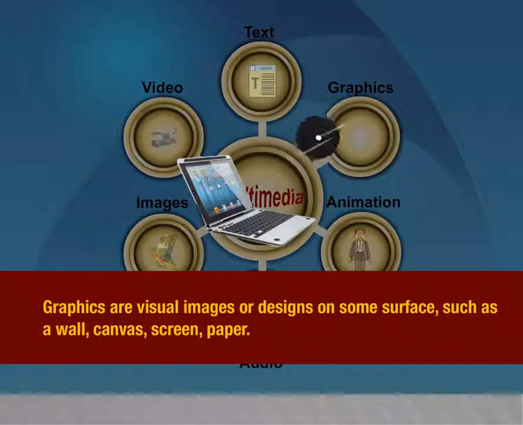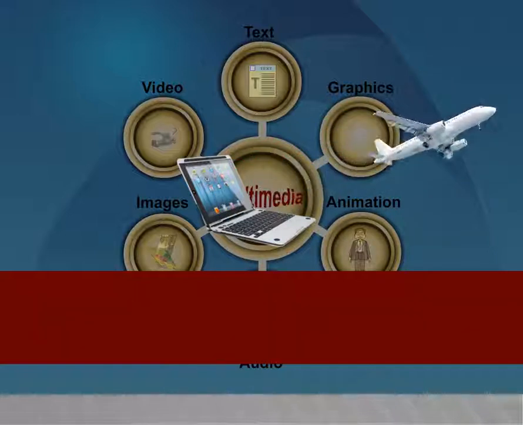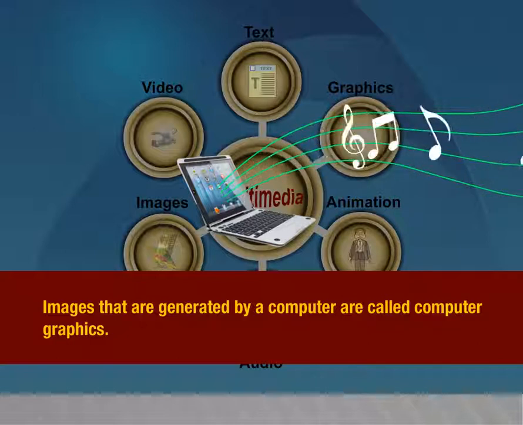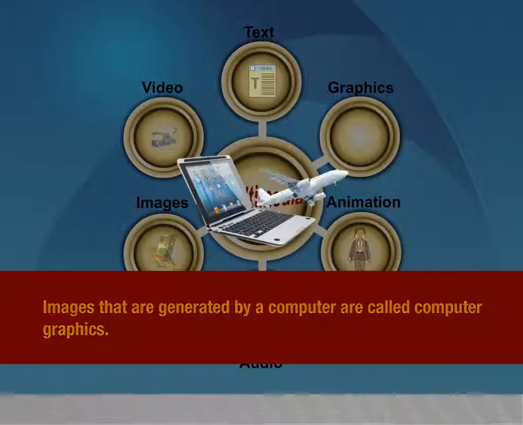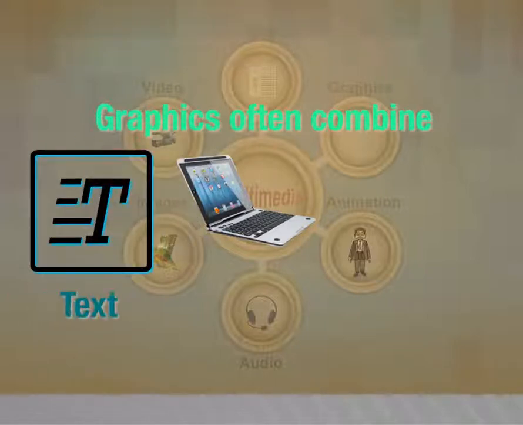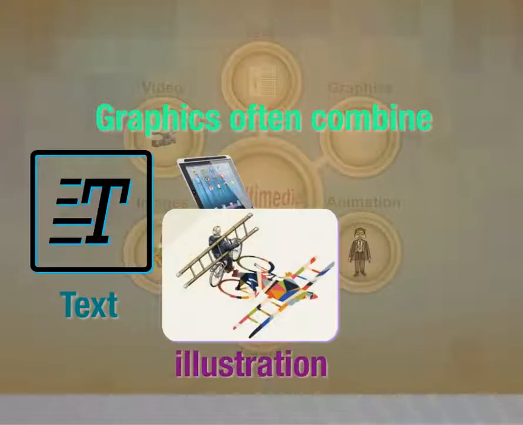Graphics. Graphics are visual images or designs on some surface such as a wall, canvas, screen, paper. Images that are generated by a computer are called computer graphics. Graphics often combine text, illustration, and color.